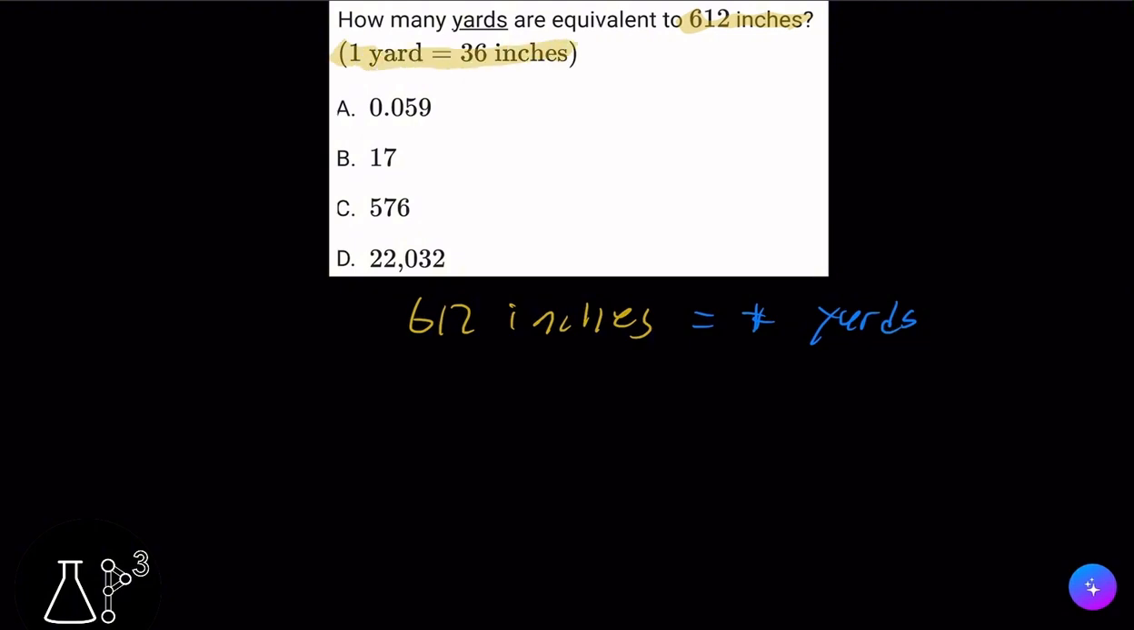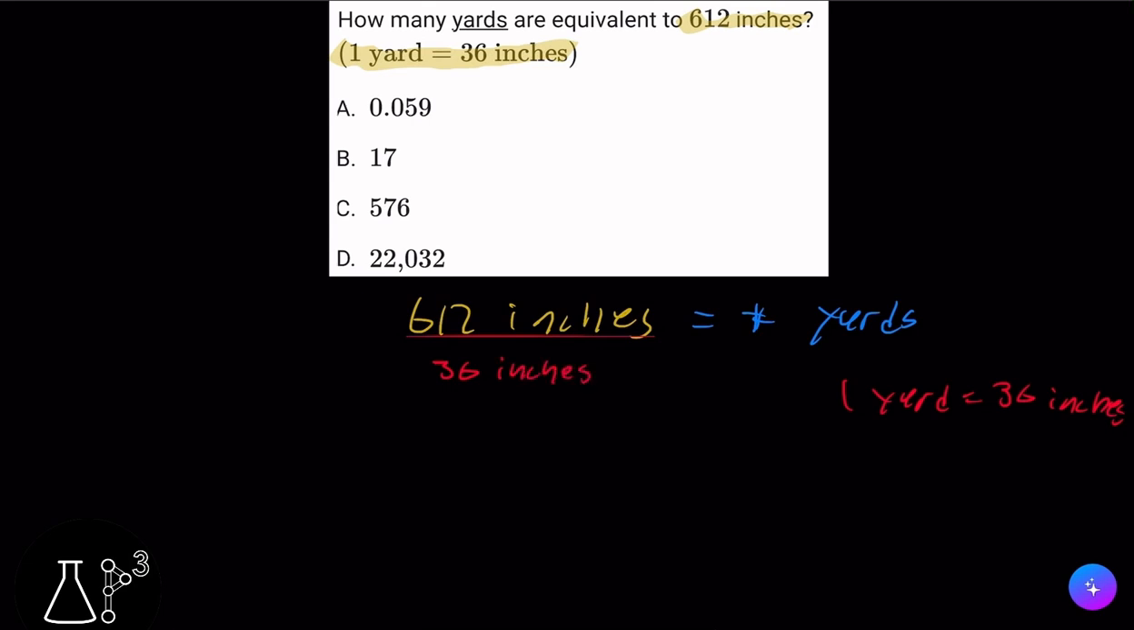So I'm going to rewrite that in red. So 1 yard equals 36 inches. So what can we do? What we can do is divide 612 inches by 36 inches and then get a number of yards, of how many yards are in 612 inches. So we can write it as 612 divided by 36. So as the equation that I wrote, 612 inches divided by 36 inches.